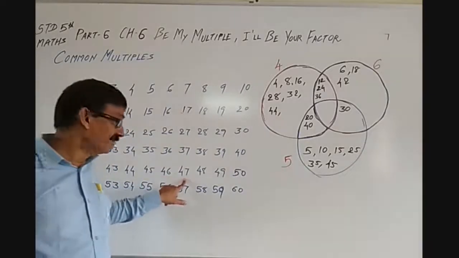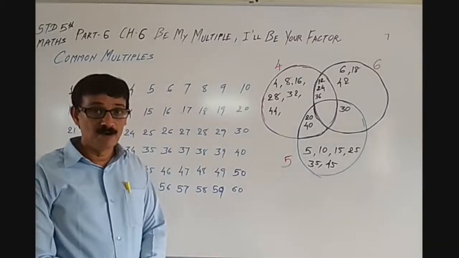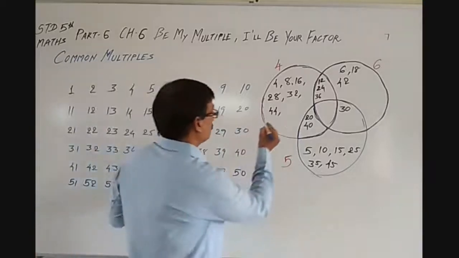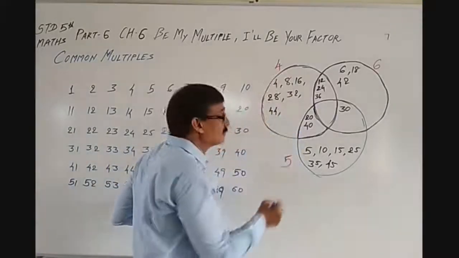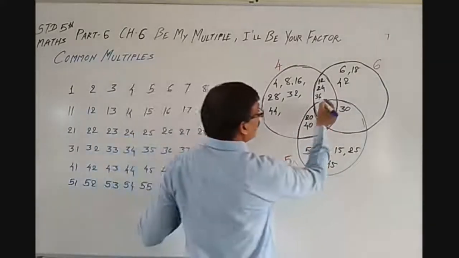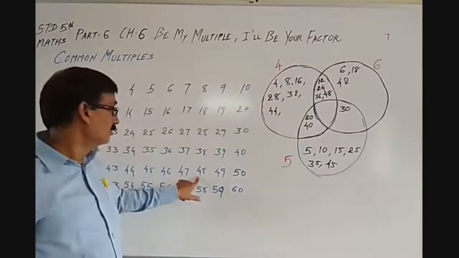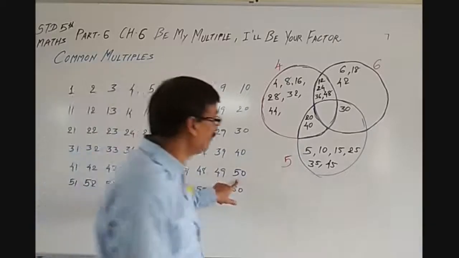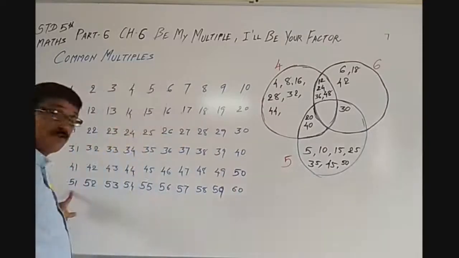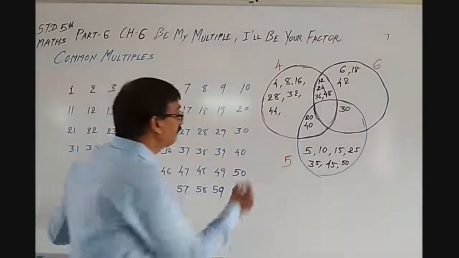46 no, 47 no, 48. 48 is a multiple of 4. Yes. Is it a multiple of 6? Yes. Okay, 6 exact, isn't it? So I should write 48 over here. Then after 49, 50. 50 is a multiple of 5. Then 51, no, 52, 13 4s are 52.